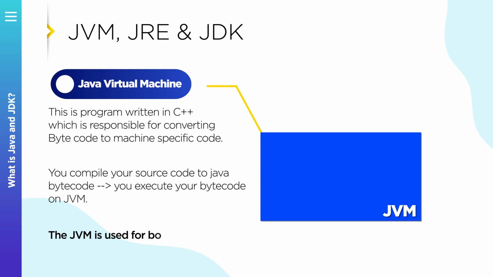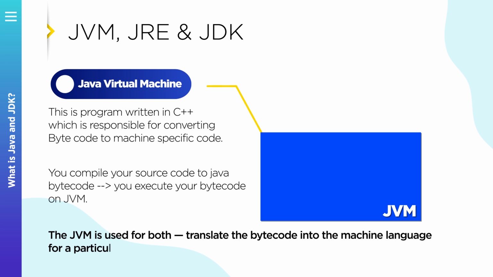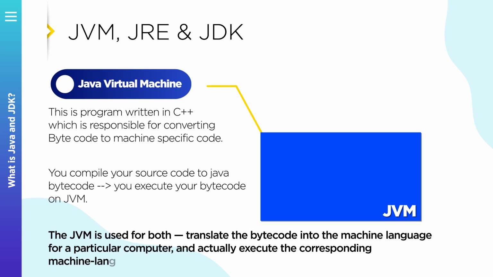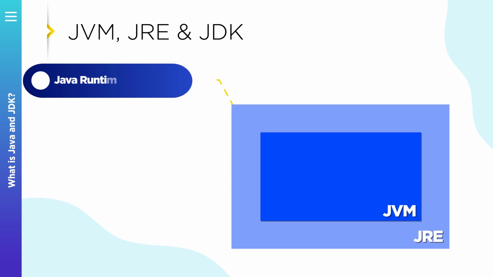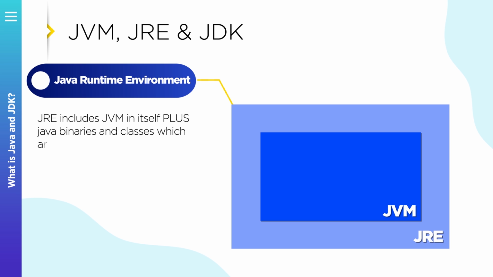The JVM is used both to translate the bytecode into the machine language for a particular computer and to actually execute the corresponding machine language instructions as well. Without the JVM, you can't run a Java application. JRE stands for Java Runtime Environment. JRE includes JVM in itself, plus Java binaries and classes which are needed to execute a program.